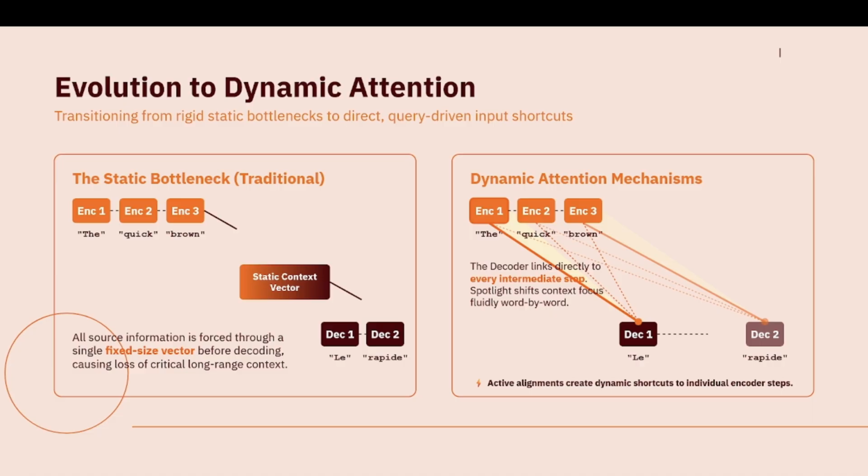Instead of relying on one static context vector from the end of the encoder, attention calculates a brand new dynamic context vector for every single step of the output. So when the decoder is about to generate a word, it scans all the hidden states across the entire input sequence, deciding which specific words are most relevant to the word it's building right now.